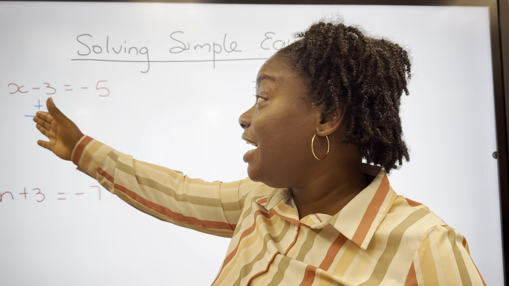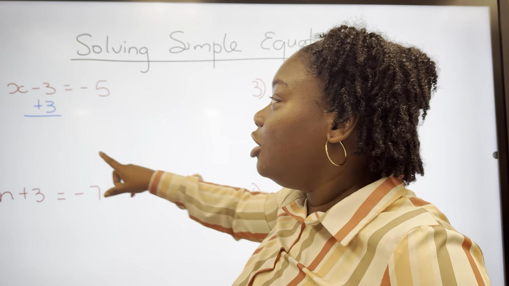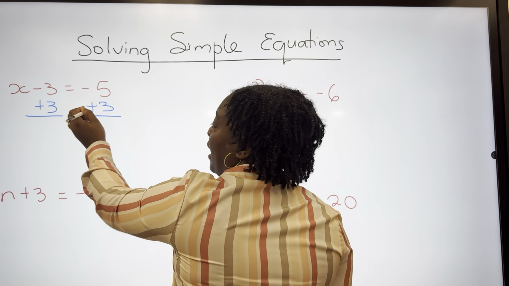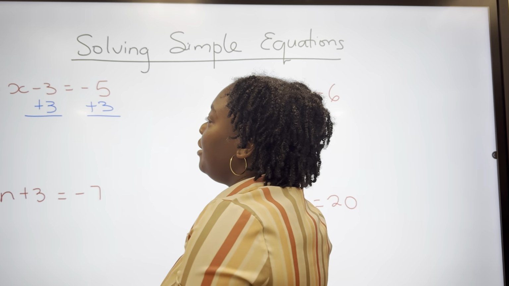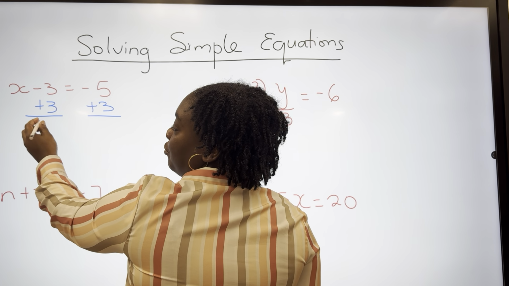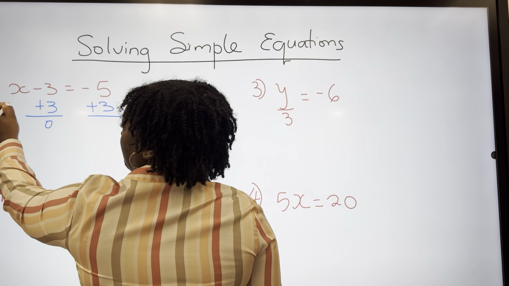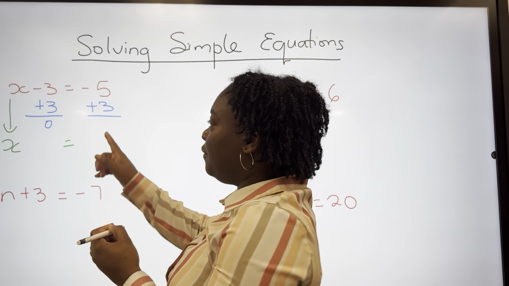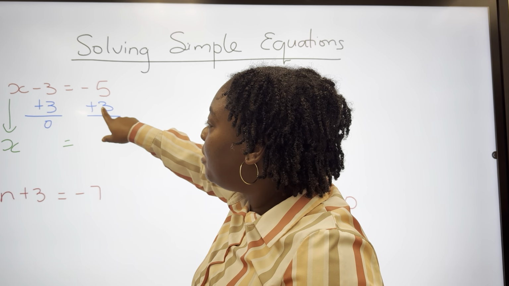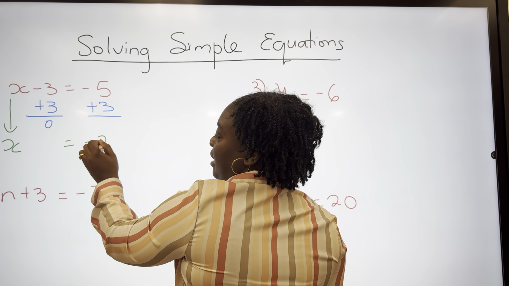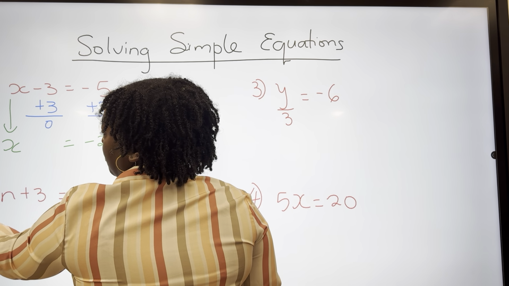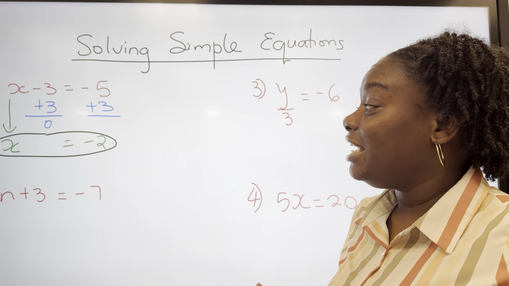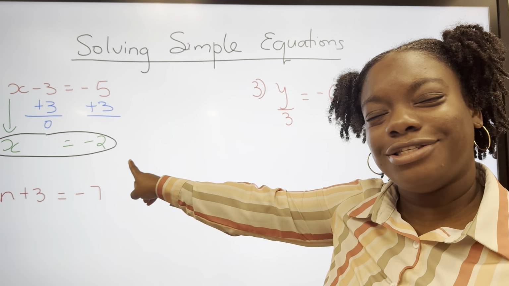Anything you do on one side, you have to do the same thing on the other side. So I've added 3 right here, then it means that I will have to go ahead and add 3 on that side. Negative 3 plus 3, that's going to give me a 0. What do I have left? I have x on that side, and on this side, negative 5 plus 3, that's going to give me a negative 2. So x is equal to negative 2. And remember, we did say it's solving simple equations, so that's super simple, right?